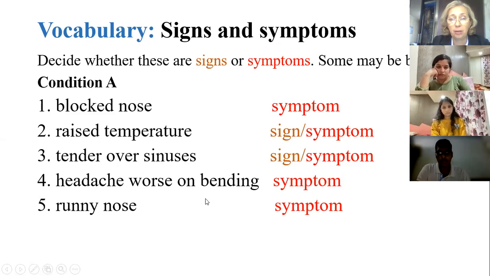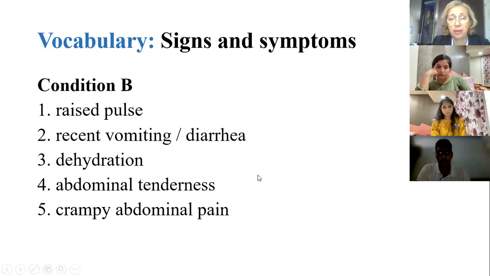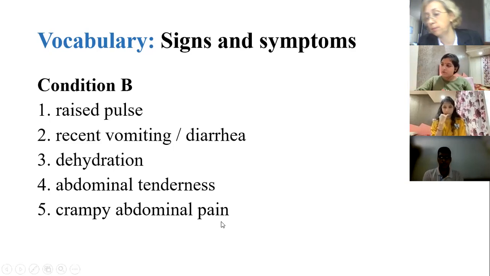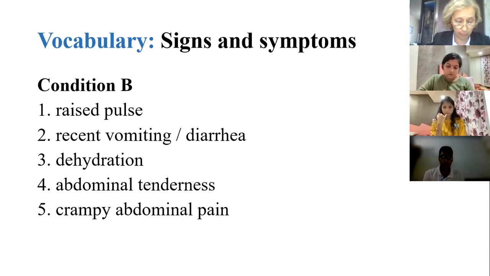Good. And one more similar task about condition B. You see here raised pulse, recent vomiting or diarrhea, dehydration, abdominal tenderness, crampy abdominal pain. And let us listen to Mocht Schweib. Is he here? Mocht? No? Okay, let's go back to Aman.